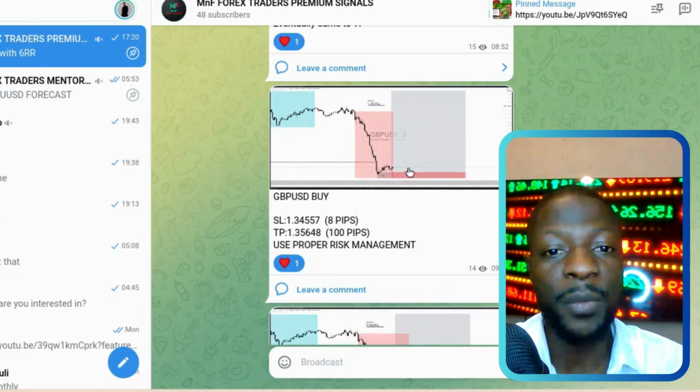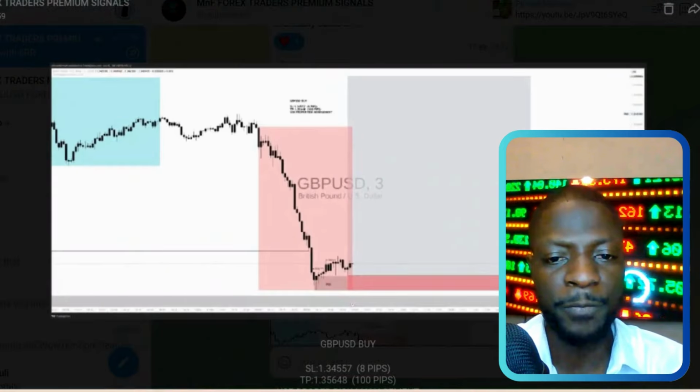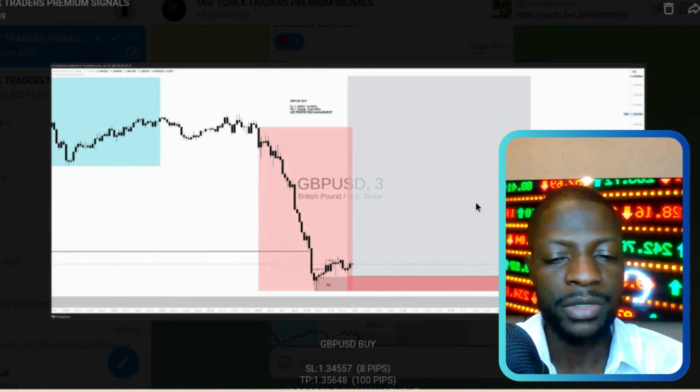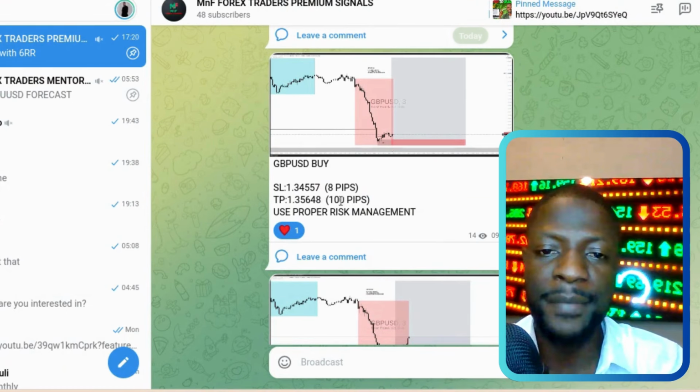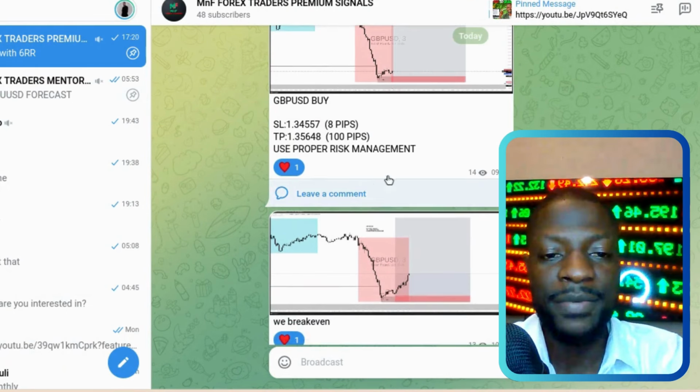And everything was shared in our private community. As you can see, this was my entry. We were able to enter from here. After reacting, the market started moving in our direction. Our stop loss was like 8 pips, and my target was like 100 pips right here.